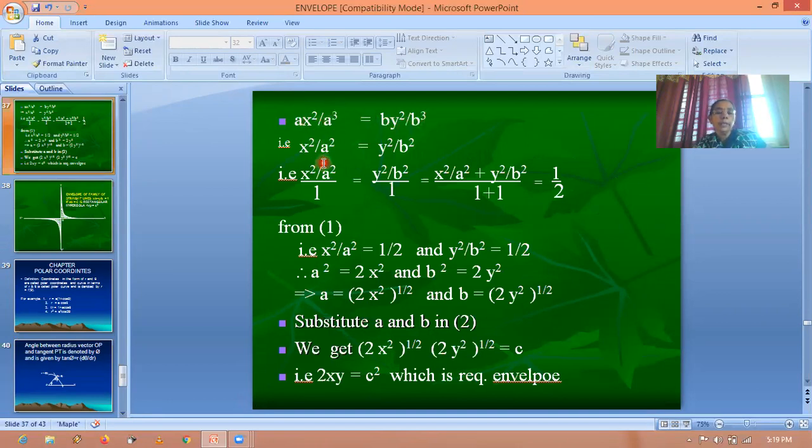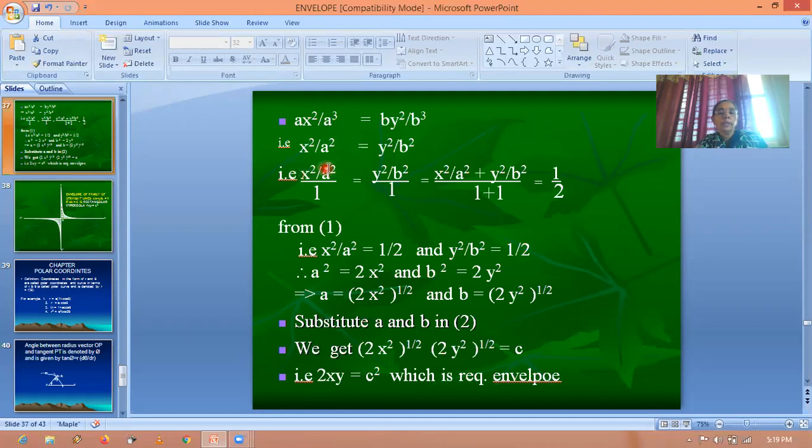So a will get cancelled, x²/a². b will get cancelled, y²/b² you are getting. It is x²/a² by 1 is equal to y²/b² upon 1. So here you have to write this in the form of equation 1. So x²/a² itself is there, so you have to write x²/a². Suppose if it is a cube, one a you have to bring to the denominator, but here it is a square itself.